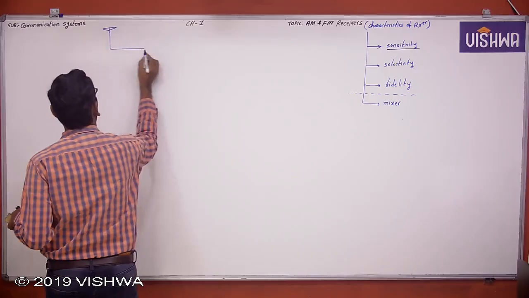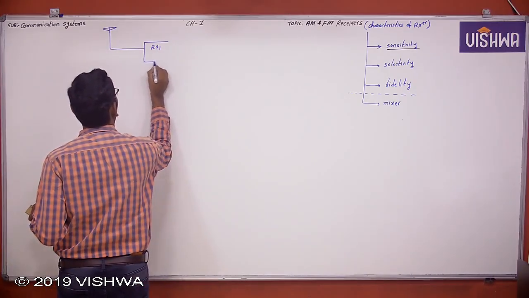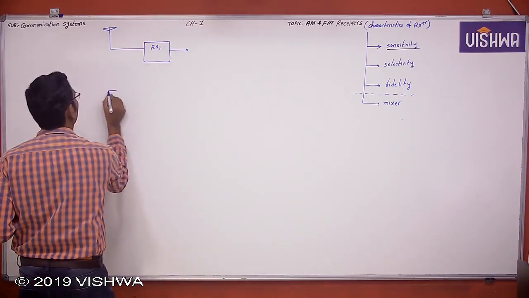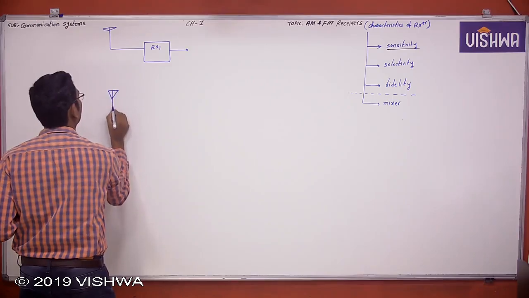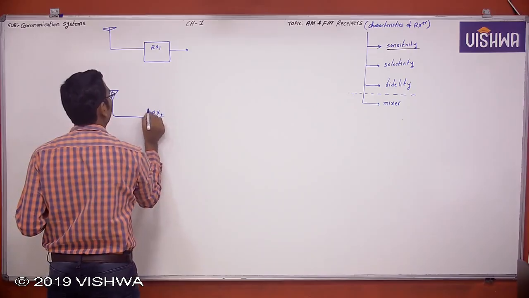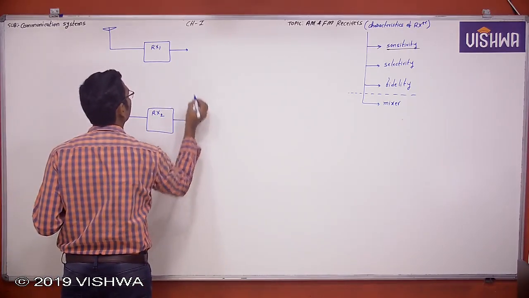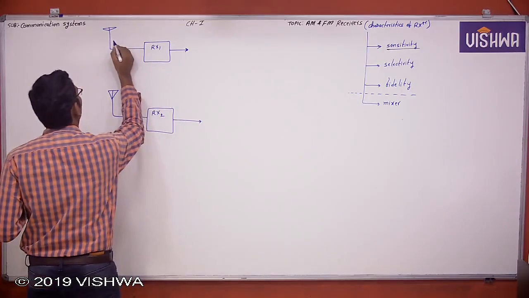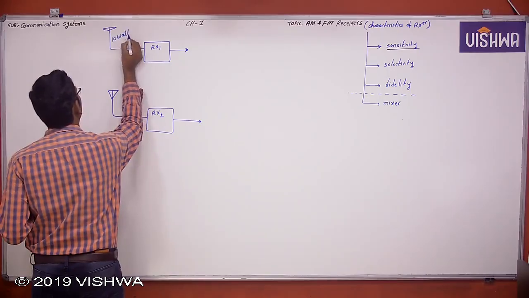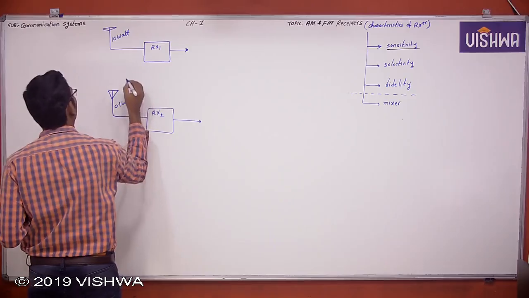Now this is receiver 1 and this is receiver 2. Here the signal strength is 10 watt and here the signal strength is 0.1 watt.